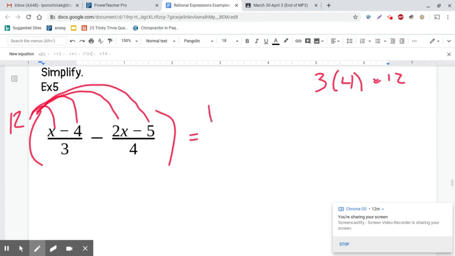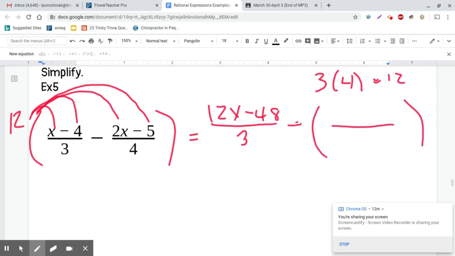So we're going to get 12x minus 12 times negative 4 gives us a 48. And we're going to keep that all over the 3. And we're keeping the same denominators. Now a minus, and since it's minus, I'm going to put it in parentheses. 12 times 2x gives us 24x. And 12 times a negative 5 gives us a negative 60, and that whole thing stays over 4.